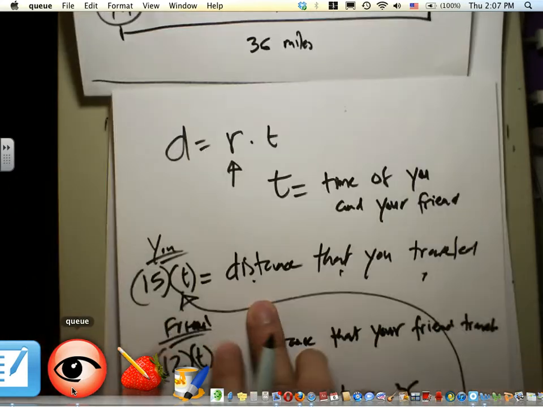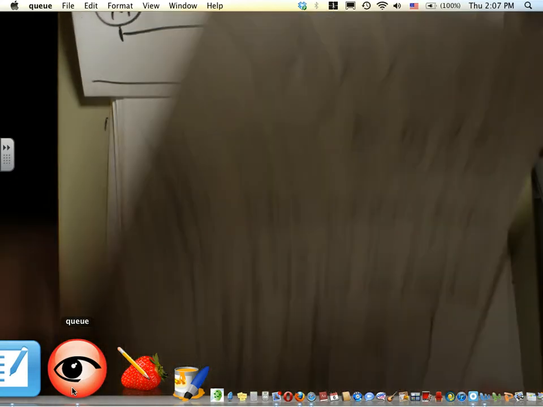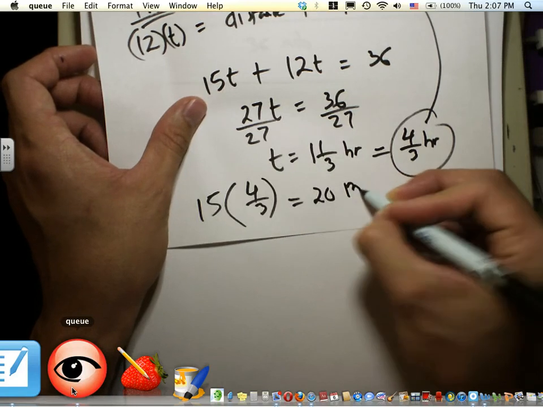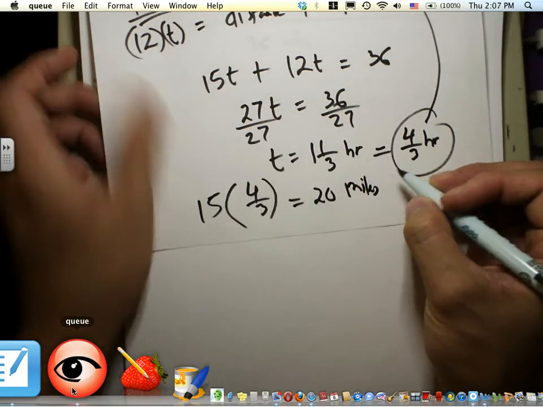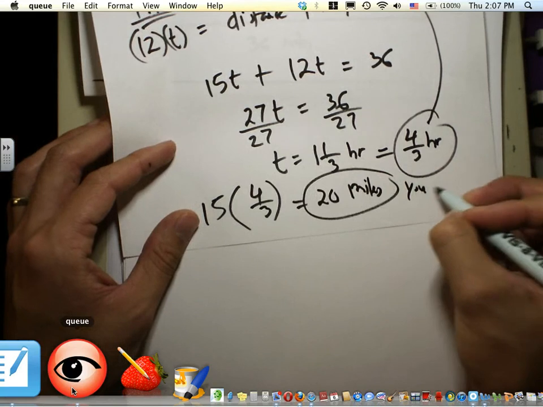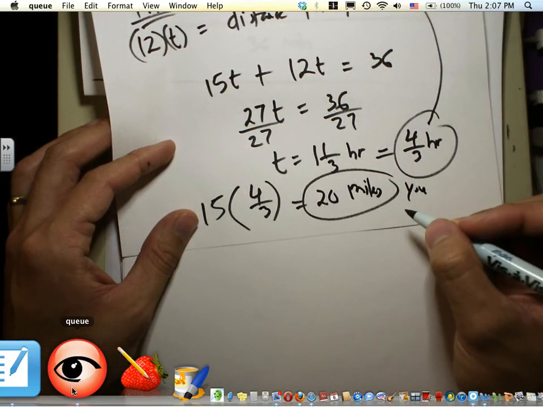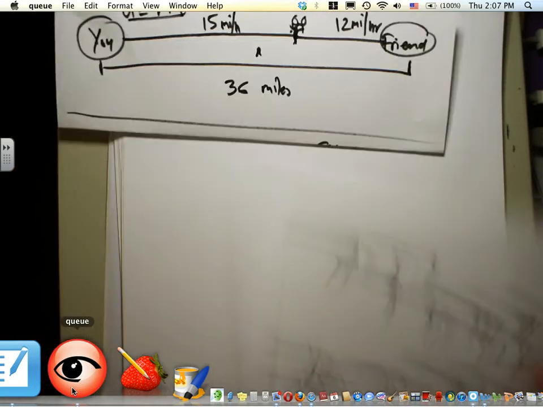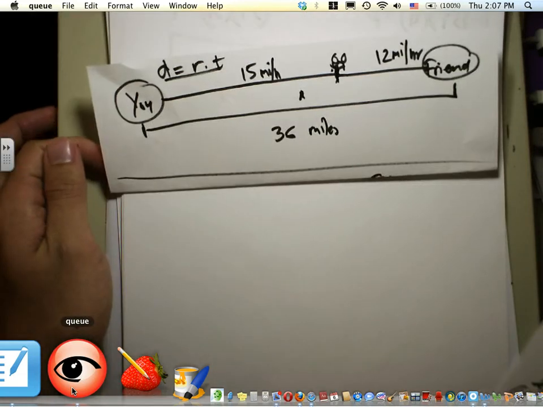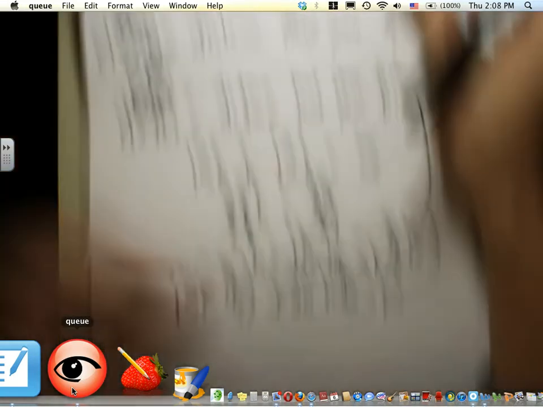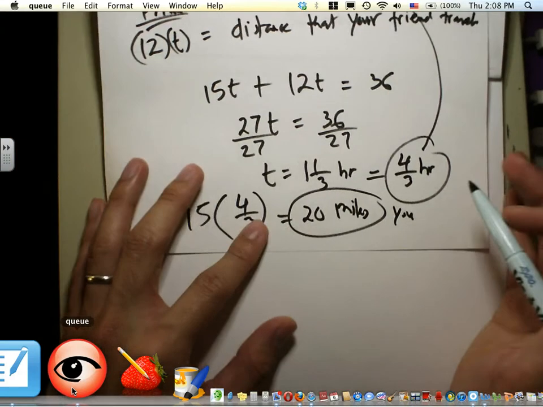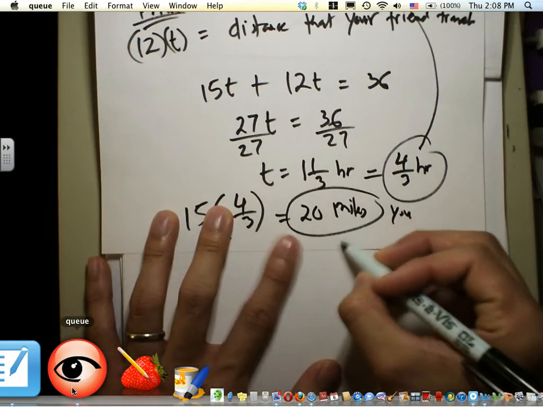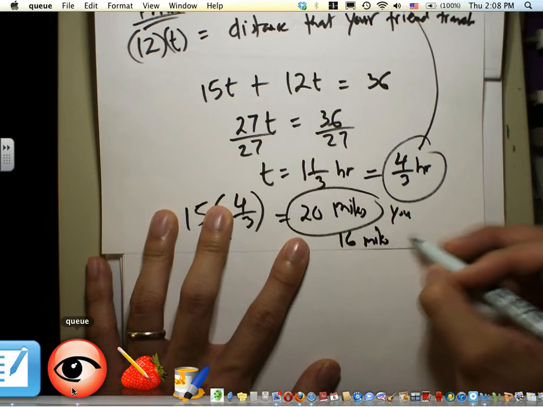20 what? Go back again. What did you declare up here? Distance. So how do you measure distance? Miles. So you got to read the problem carefully. So if you cover 20 miles, how far did your friend go? What's the total distance between you two? 36. If you cover 20 miles, then how far did your friend go, if the total distance is 36? Okay. 16 miles. So this is your friend.